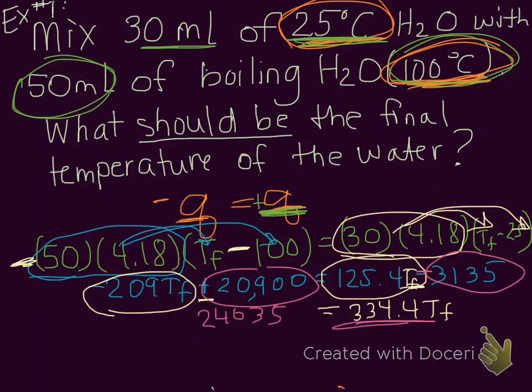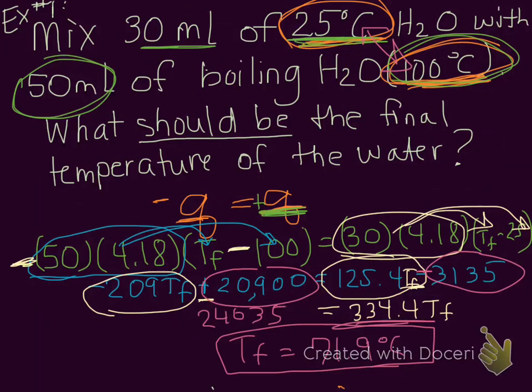Let me put it in my calculator here. 34.4 is equal to, T final is equal to 71.9 degrees C. And this value makes sense. You should always go back and think about it, because it has to be in between 100 and 25. And it should be closer to 100 because you have more of the 100-degree water than you have of the 30 mL water. All right, let's take a look at another problem.